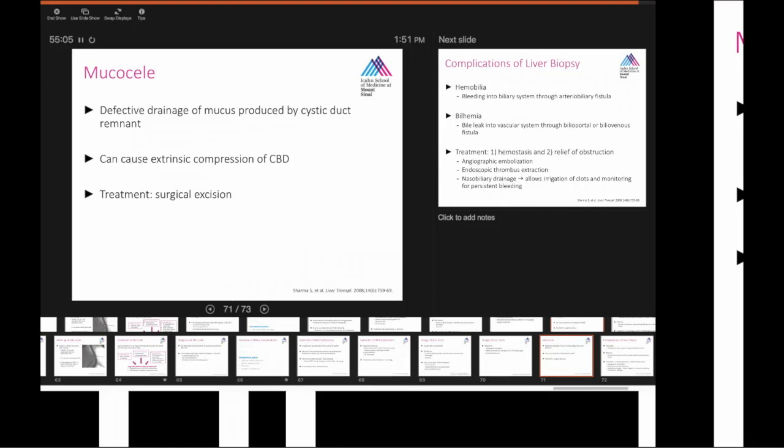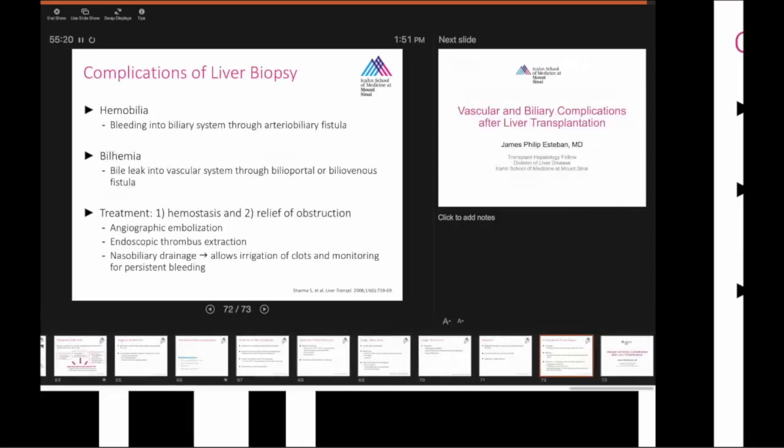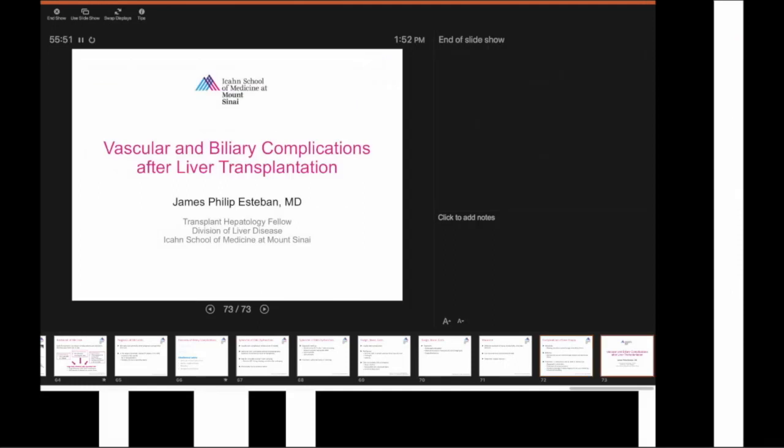the stump, and this can cause CBD obstruction as well. And surgeons would just need to surgically remove that. And lastly, some post-transplant patients, actually any patient who gets a liver biopsy, can develop hemobilia through formation of arteriobiliary fistulas. They could have bilhemia, so the bile leaks into the vascular system through these fistulas. If this develops, you want to control the bleeding primarily through embolization, and you want to relieve obstruction by removing the thrombus. And that's it for today.